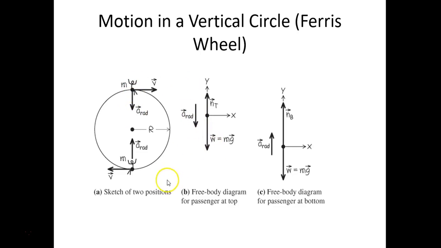At the bottom of the circle, the radial acceleration still points towards the center, but his weight points downwards. And now they're in opposite directions. So in the next example, we're going to determine the normal force on a person riding a Ferris wheel like this at the top and bottom of the Ferris wheel.